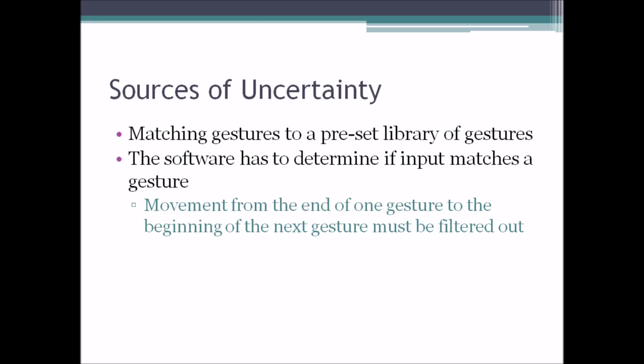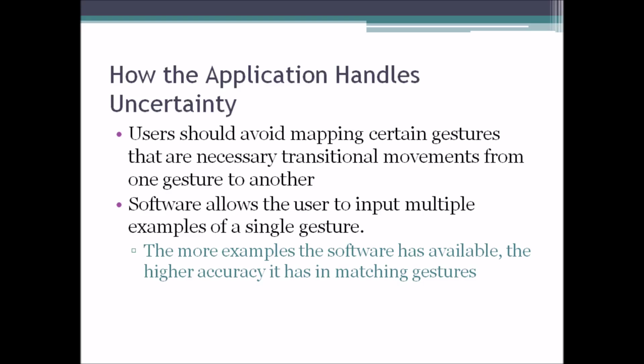Transitional movement from one gesture to another must also be filtered out to avoid false matches. At a certain threshold of mismatch, input should be filtered out. This comes from a combination of setting up the software to look only for certain movements and the user avoiding using certain gestures and postures in its library.